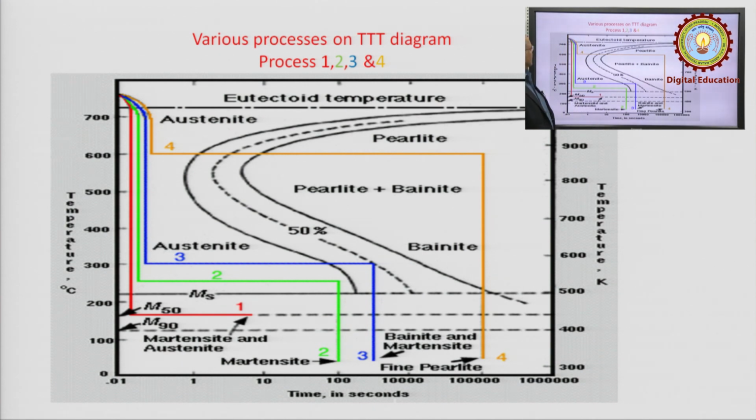So, these are the 4 processes which indicate how the time temperature transformation curve is used in heat treatment. With this I finish.